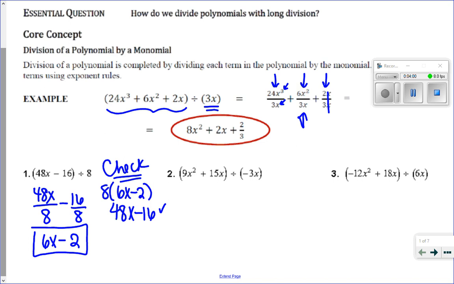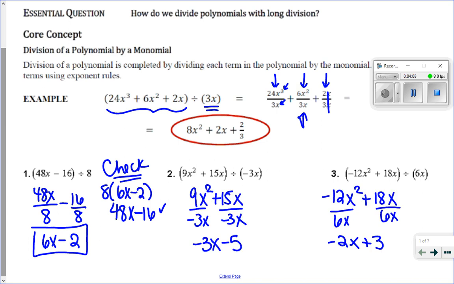Okay, try numbers 2 and 3. Maybe put a pause on this and check them after you've attempted those and see if you got them right. So go ahead and check your answers on 2 and 3. You should have taken the original polynomial, 9x squared plus 15x, divided each term, so distributed that, and your result should be a negative 3x minus 5.